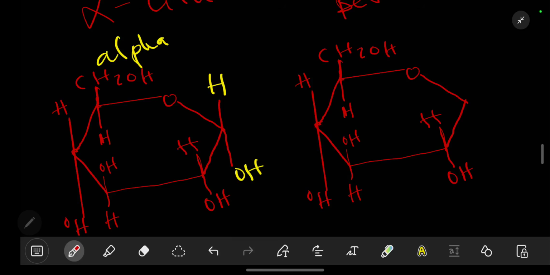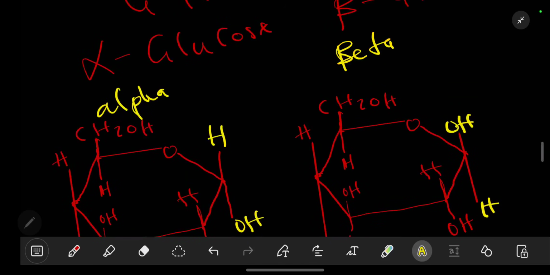Beta, on the other hand, everything is the same, but the only difference is here, in which on top we shall have our hydroxide. Then down here we shall have our hydrogen like that. So this is how the structure looks for our alpha and our beta glucose like that. Now when these combine with each other, they are able to produce structures such as amylose and amylopectin.